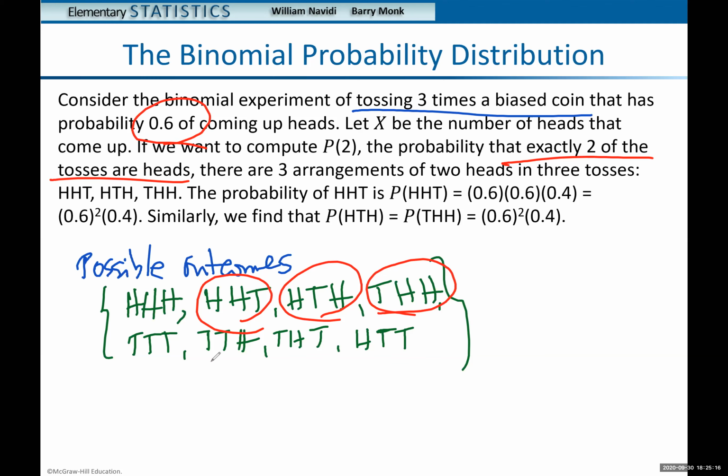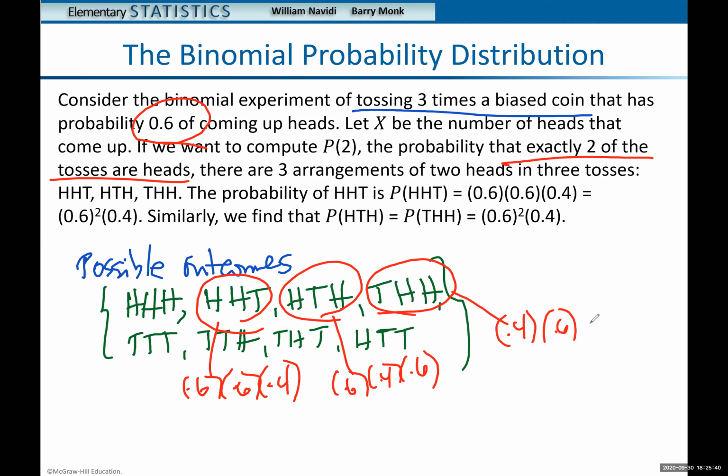Since the first one is 0.6, 0.6, 0.4, this one, HTH, is 0.6, 0.4, 0.6. And the other one is also 0.4, 0.6, and 0.6. Or simply, they're all two 0.6s and a 0.4. Do you agree? So this is the same thing as 0.6 squared times 0.4. So this one also and this one also.